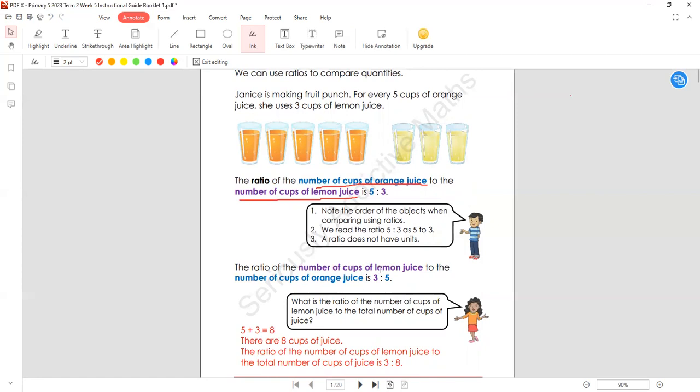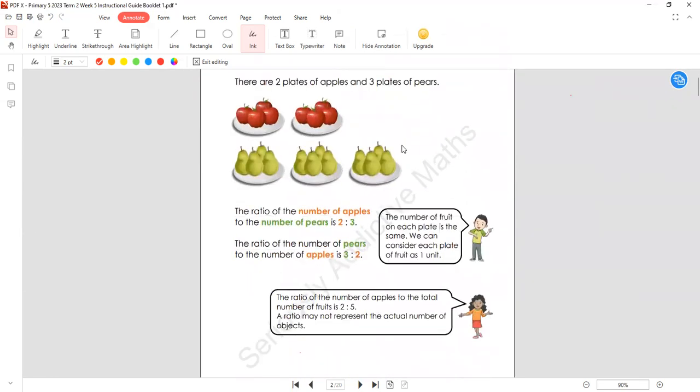Now for ratios, most of the time they would also want you to know the total and difference as well. For this, the total number of cups will be 8, and sometimes they may need to find the difference, which should be 2 units. So 8 units would be the total. If the question is the ratio of number of cups of lemon juice to total number of cups, then it'd be 3 to 8. So tell them that.